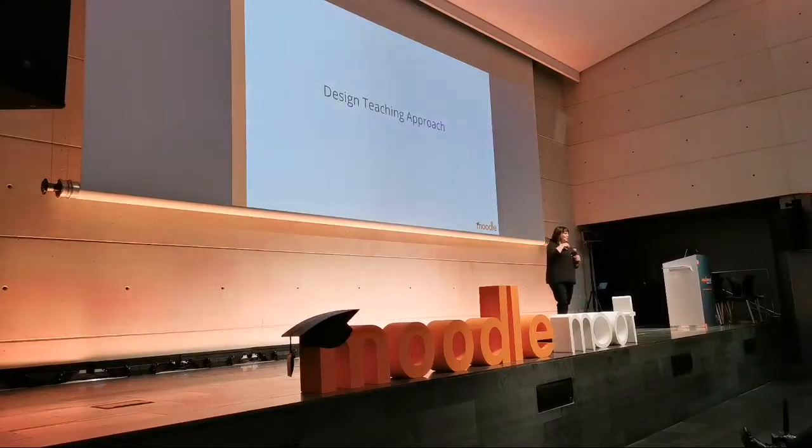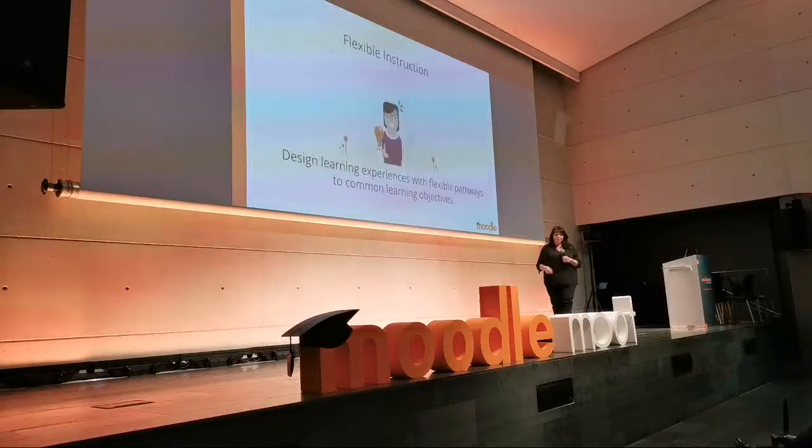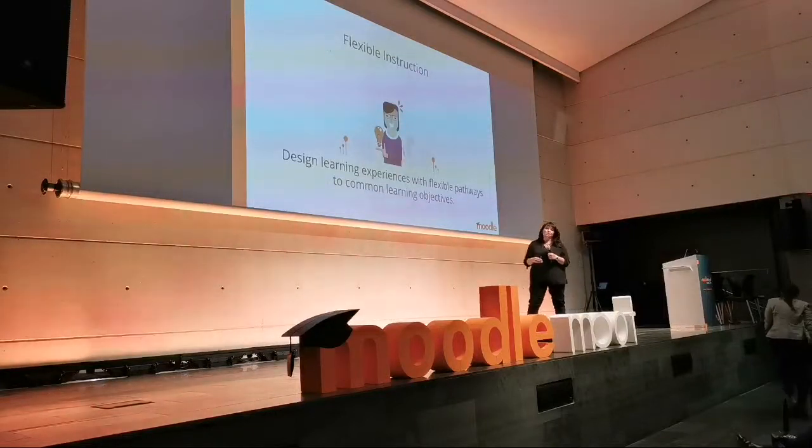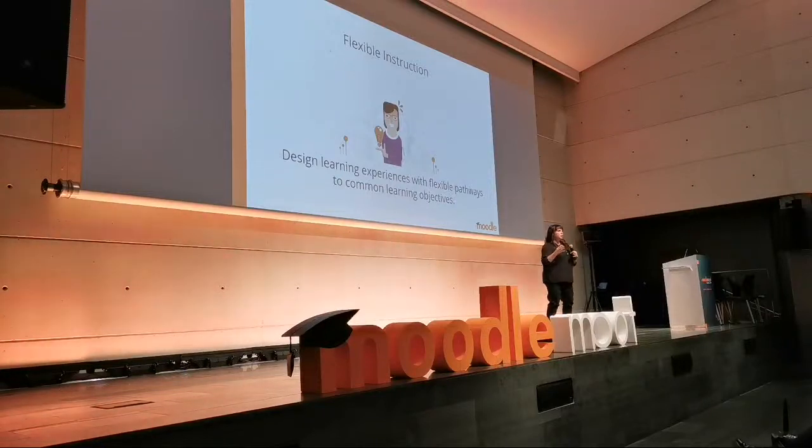So those were the ones for the reflect teaching approach, and now we're going to go into the design. We talked about universal design, we talked about open content, and we're going to talk about flexible instruction. This is where we're starting to normalize differentiation, where as a normal part of our practice, we're creating opportunities where students can approach in flexible pathways towards reaching a common objective.